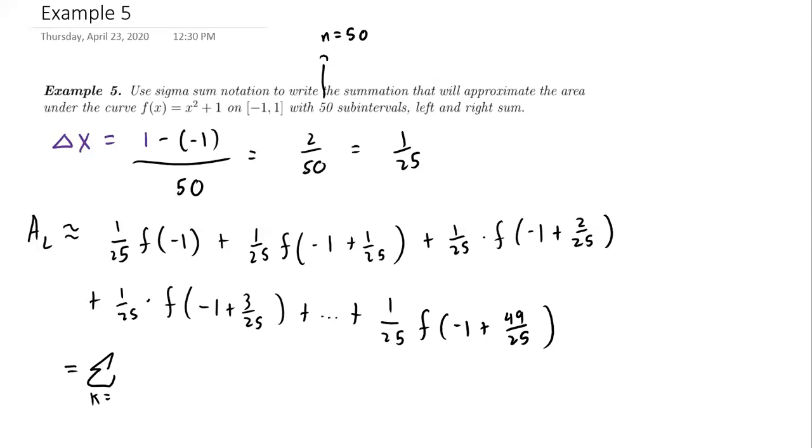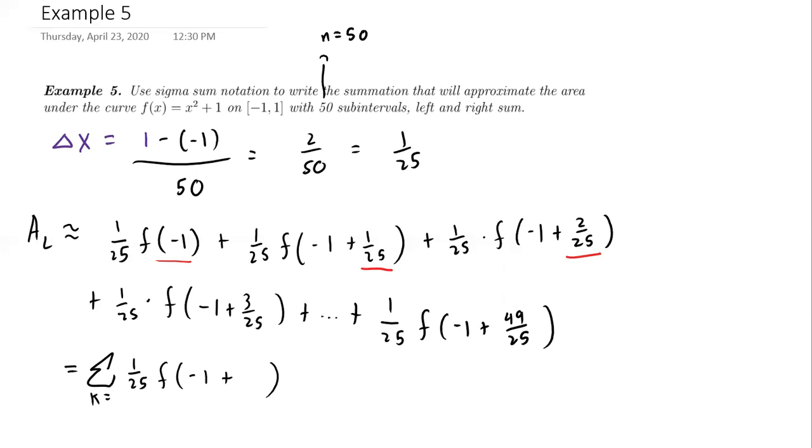Well, in each term, we always have 1 over 25. So we can just plug that in there. Now, the only thing that's changing here, because here we're always multiplying by f of negative 1 plus something, that something is the only thing that's changing. How is it changing? Well, for the first term, there's none of them. For the second term, there's 1 over 25. For the third term, there's 2 over 25.